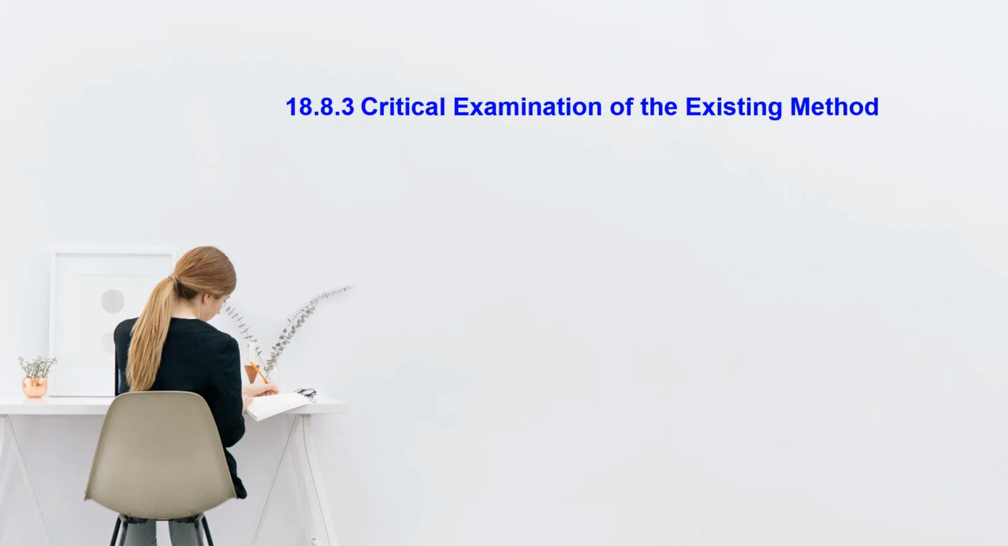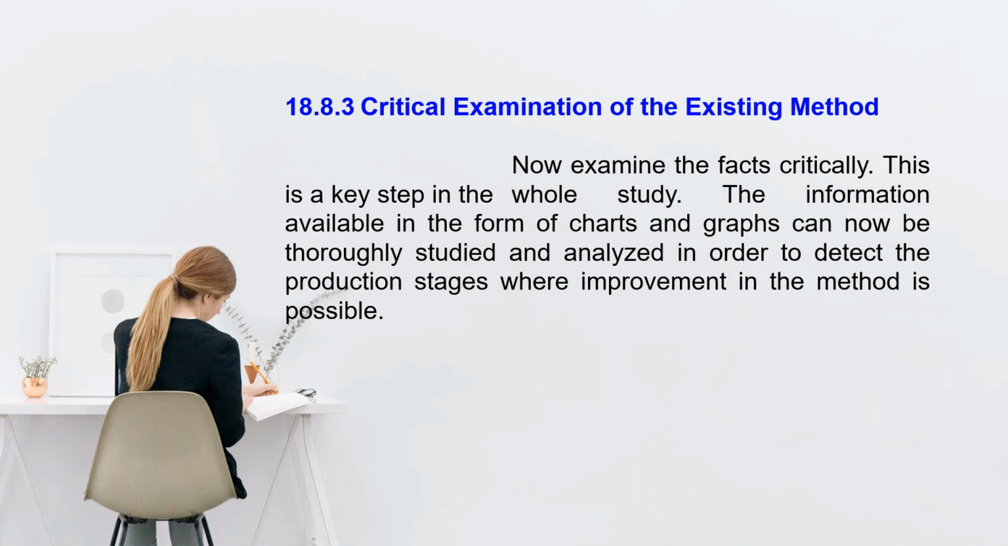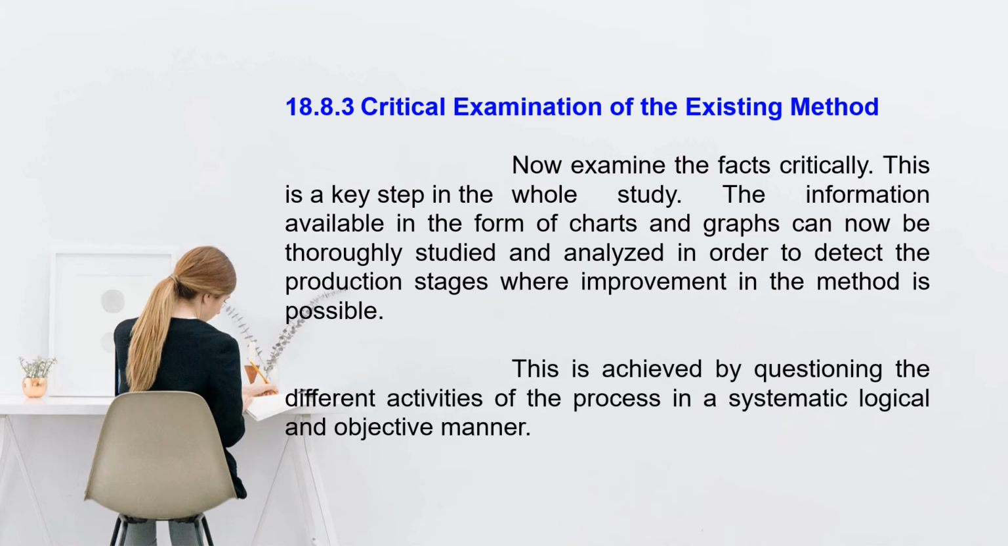Critical examination of the existing method. Now examine the facts critically. This is a key step in the whole study. The information available in the form of charts and graphs can now be thoroughly studied and analyzed in order to detect the production stages where improvement in the method is possible. This is achieved by questioning the different activities of the process in a systematic, logical, and objective manner.